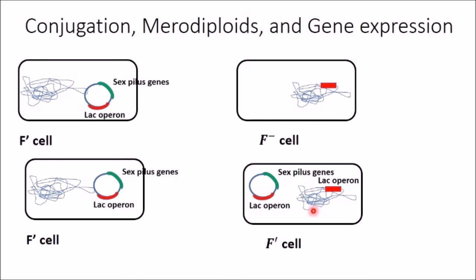The recipient F prime cell has two lac operons now, because this cell got the lac operon from its chromosome. So it was lac minus. But this plasmid that was transferred has both the sex pilus genes and the lac operon. So now it's a merodiploid, or partial diploid, or a merozygote. And that has consequences, which you're about to see shortly.